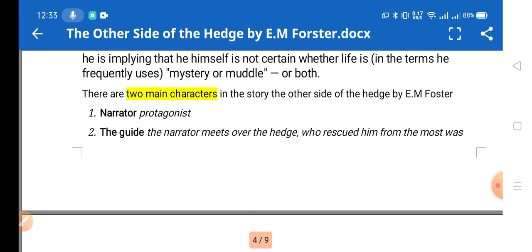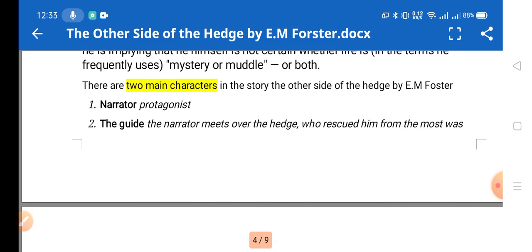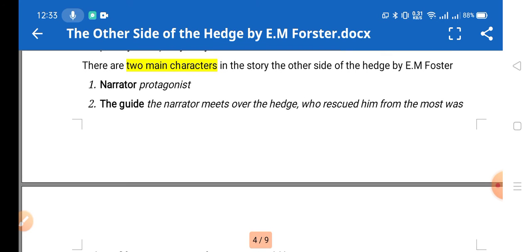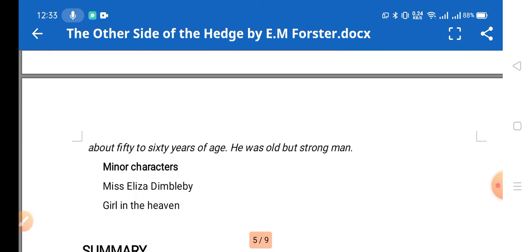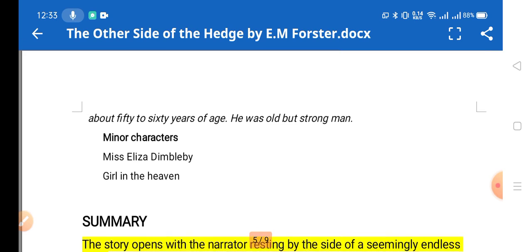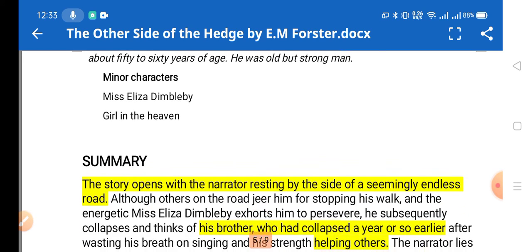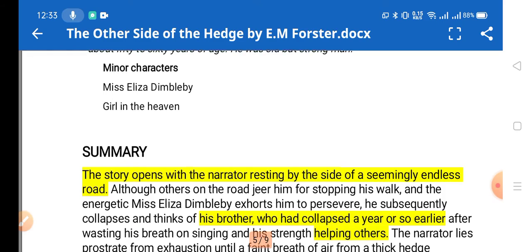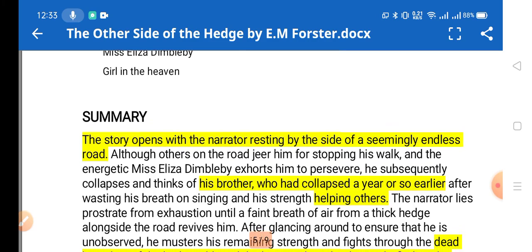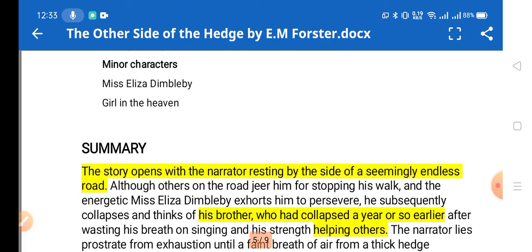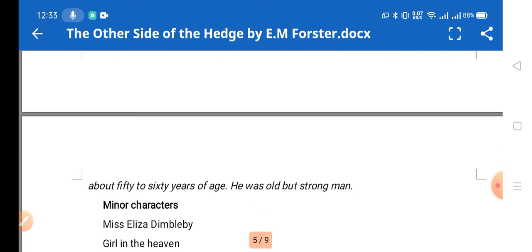There are two main characters in the story: the narrator, the protagonist of the story, and the second one is the guide, who actually was the brother of the narrator, and the narrator met him over the hedge, and we'll see that he was about 50 to 60 years old. And the minor characters are Miss Eliza Dimpleby and the Girl in Heaven, meaning the other side. These are minor characters, and the story revolves around the two main characters, the narrator and the guide.